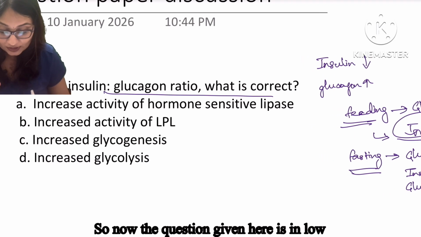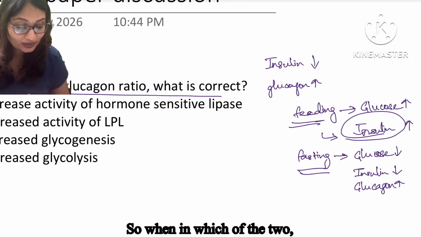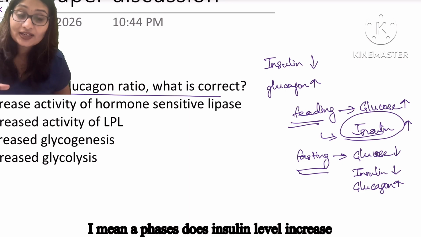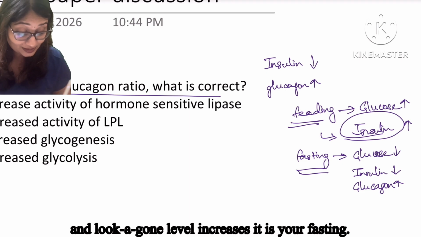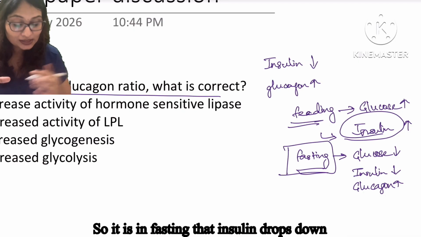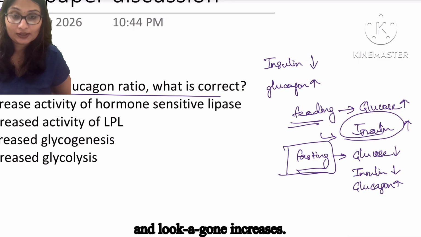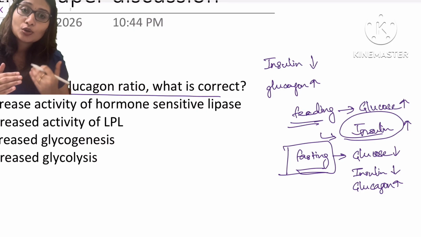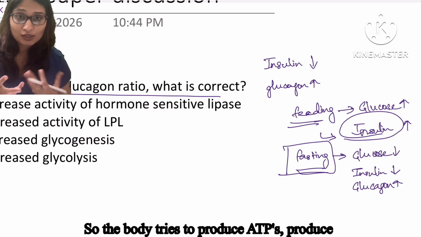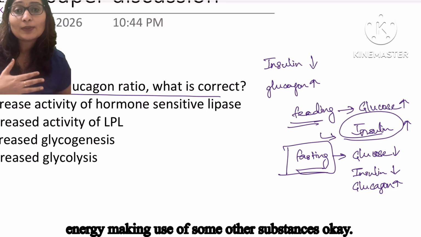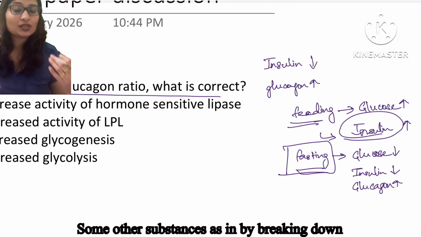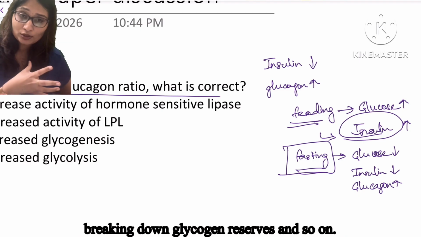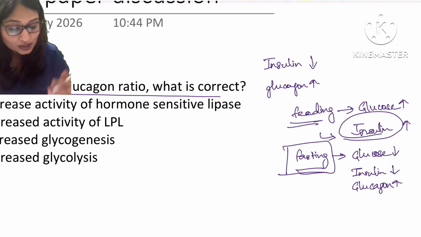Now the question given here is in low insulin glucagon ratio. In which of the two phases does insulin level drop and glucagon level increase? It's your fasting. In fasting, insulin drops down and glucagon increases. A person is fasting, which means the blood glucose level is less, so the body tries to produce ATPs, produce energy, making use of some other substances, as in by breaking down fats, by breaking down proteins, by breaking down glycogen reserves, and so on.